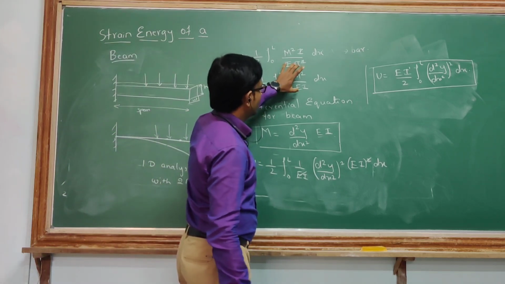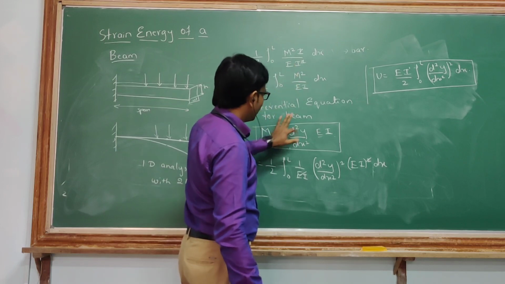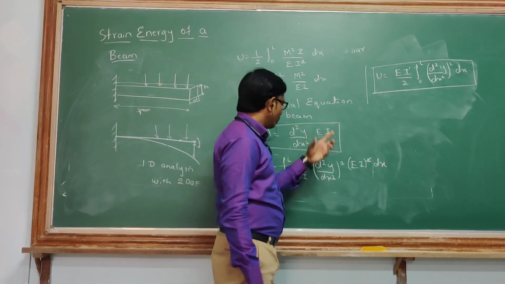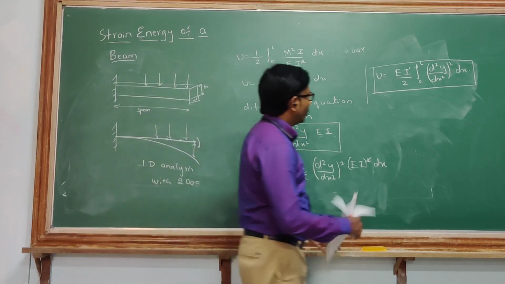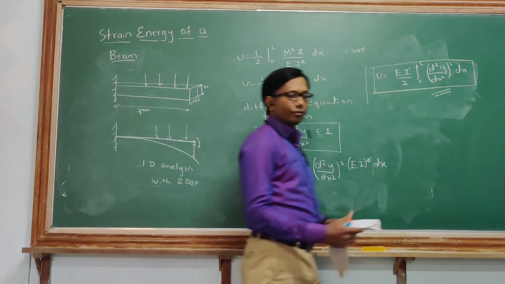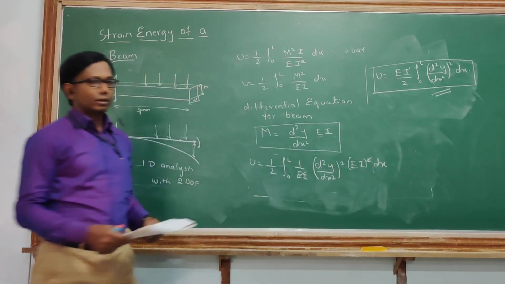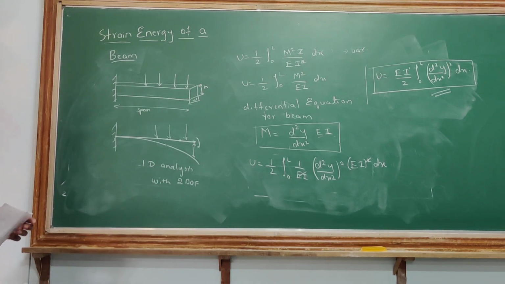This was the solution. So from this differential equation, we got M is equal to d square y by dx square into EI. Okay, so if I substitute that, I'll end up with this particular equation. So now this is the strain energy for a beam. So in the next, we will be studying the work potentials. Already we studied all the three strain energies. Now we will be studying the work potentials.